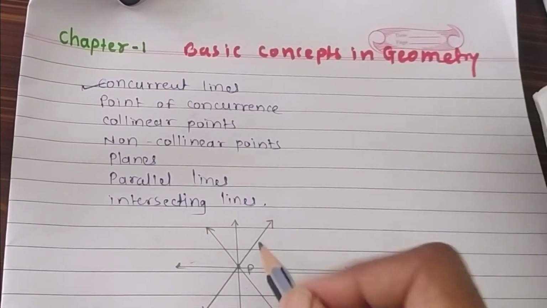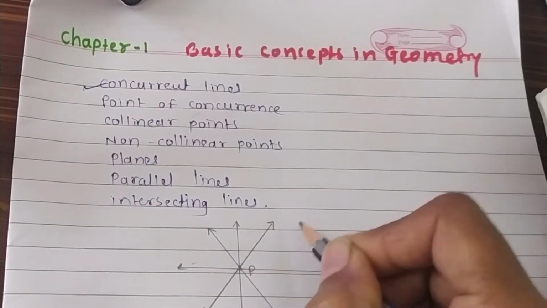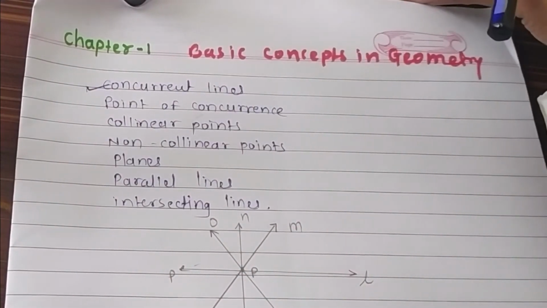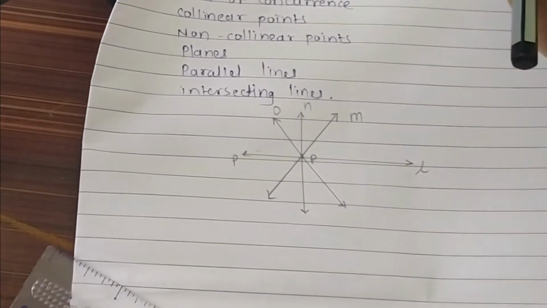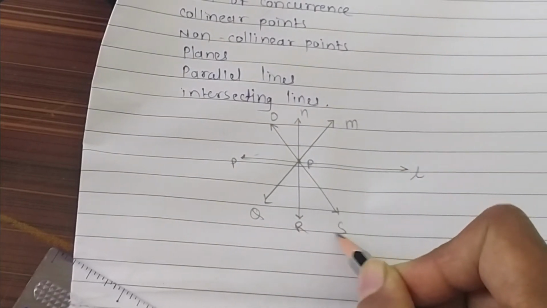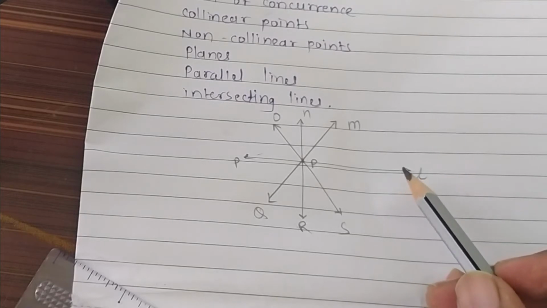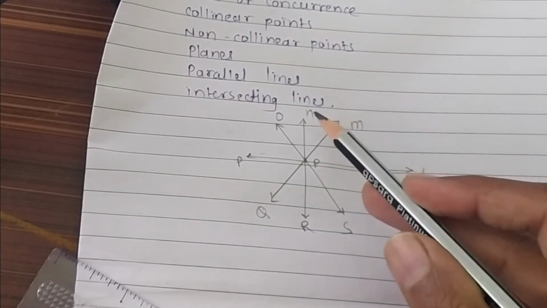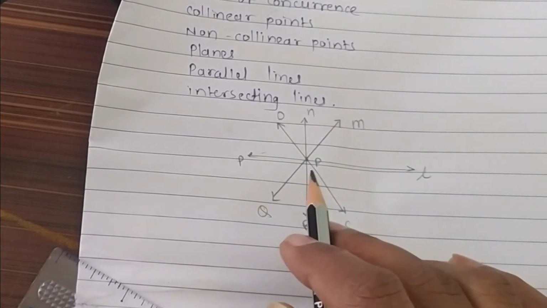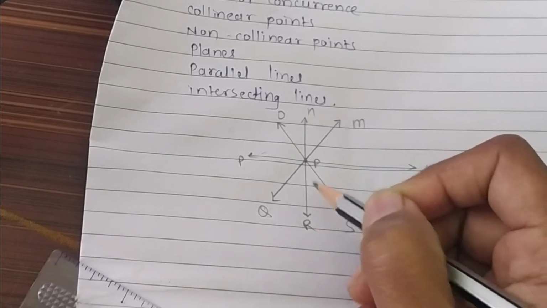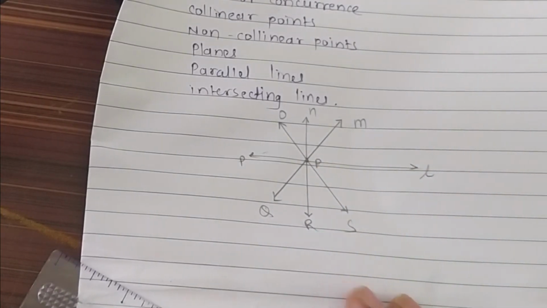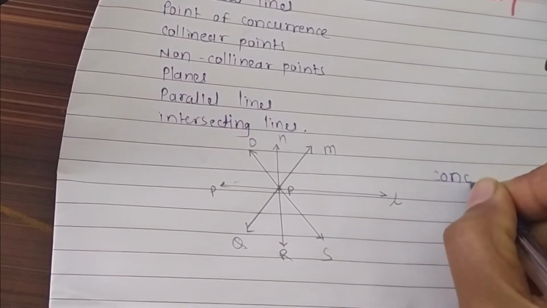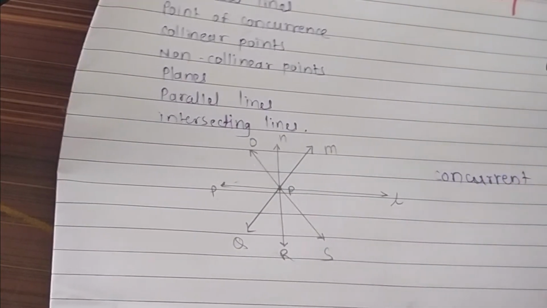You can see all these lines: line L, M, N, O, P, Q, R, S. These lines, line PL, line QM, line NR and line OS, go through one same point. The point is P. So these lines are concurrent lines.